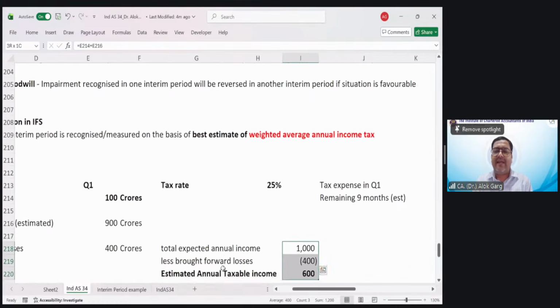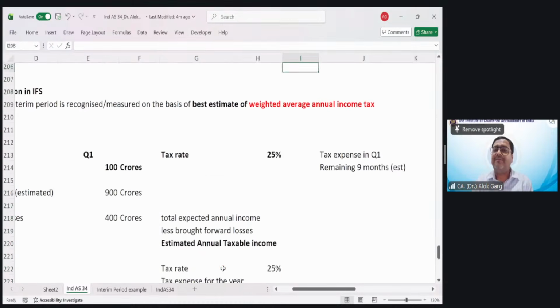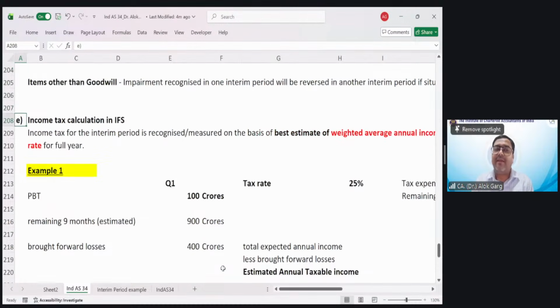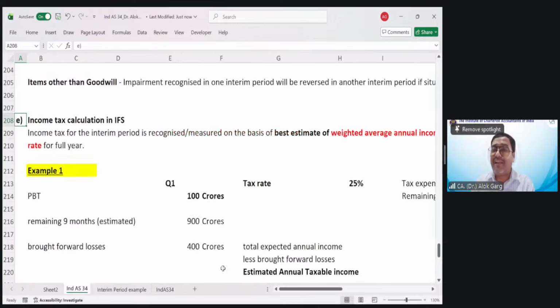So friends, saying this thing, it is not right. It is absolutely not right. That is why one of the guidance has come in Ind AS 34, which says that income tax expense for the interim period is recognized or measured on the basis of the best estimate of the weighted average annual income tax rate for the full year. So we will discuss two examples on this aspect.